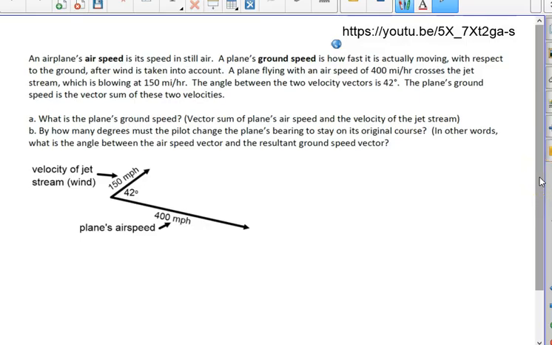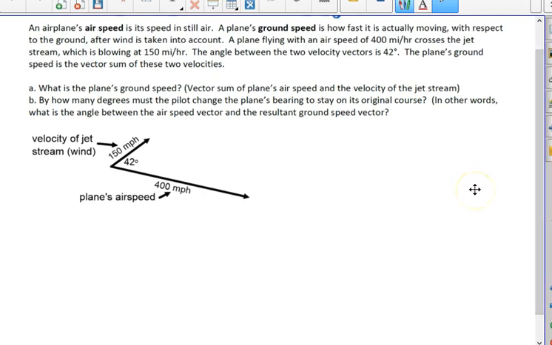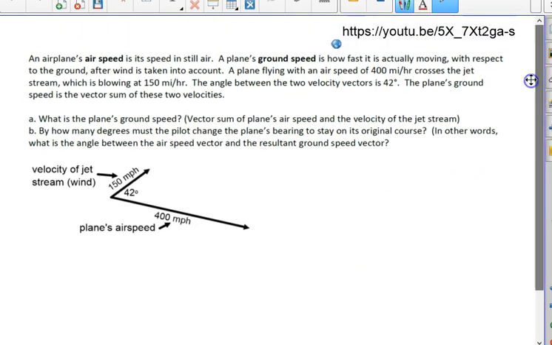Those videos are introducing our next problem. So I want to define a few terms. A plane's airspeed is its speed in still air. So for example, let me just show with some other vectors. Let's say we have a plane that's going 200 miles an hour in this direction. That would be its airspeed.